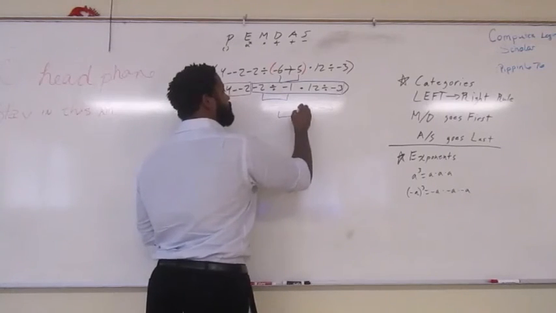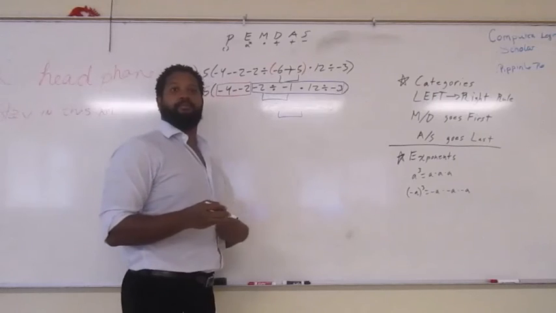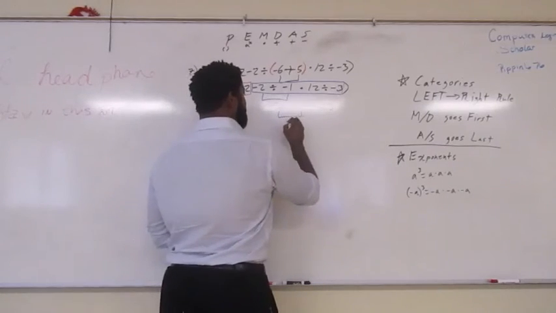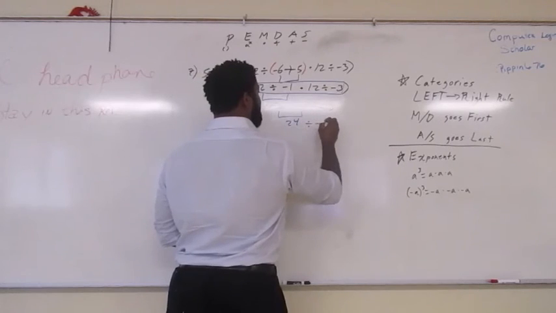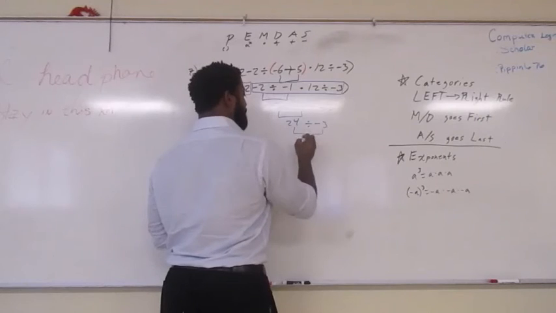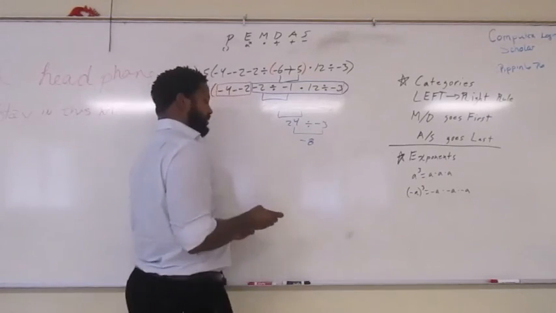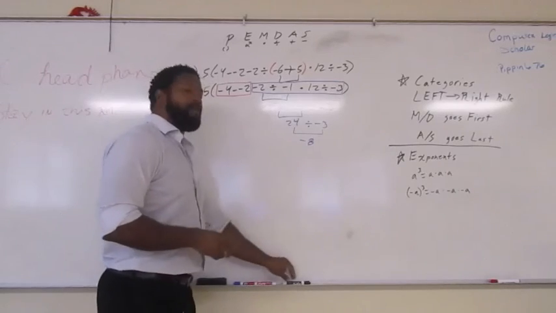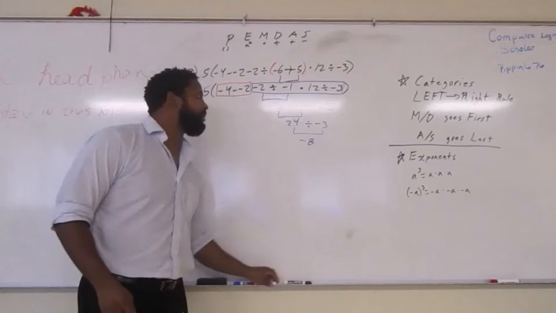What is 2 times 12? 24. Thank you. 24 divided by a negative 3. What is 24 divided by a negative 3? Negative 8. Okay. It's a negative 8. Now, we're done with that part. Okay? We're done with that part.